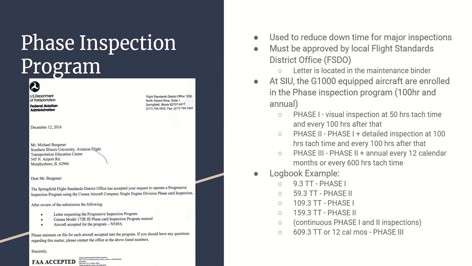My example, hopefully that's helpful for the math of that, right? So phase one happens at, say, 9.3 tach time. Add another 50 hours, it's time for phase two, add another 50 hours, it's time for phase one, add another 50 hours, it's time for phase two, and then that keeps going back and forth after every 50 hours until we get to either 600 hours, so that's 609.3, or the 12 calendar months. Whichever comes first, the phase three happens. Okay.